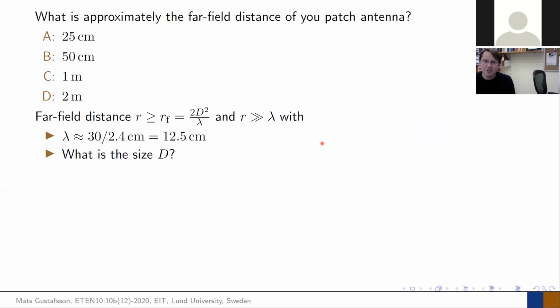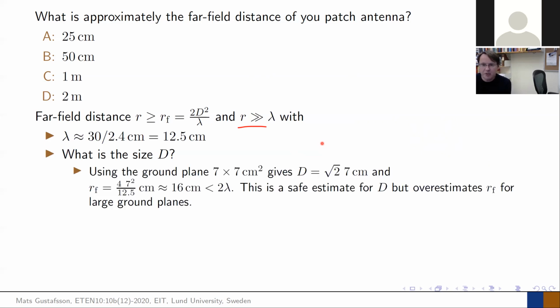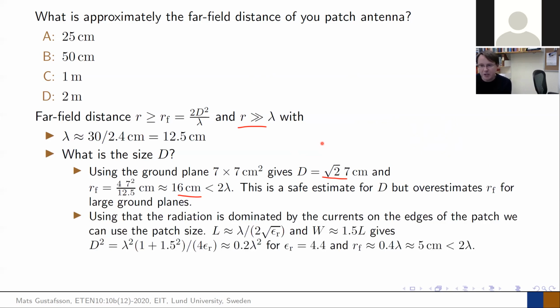So if we do the calculation here, our wavelength, as I said, was 12 centimeters. But you also have the requirement in some ways that D should be much larger than the wavelength. That's a requirement. For the size of D, we can either use the ground plane, and that would say D is square root of 2 times 7. We can calculate it, and in that case we get that it's 16 centimeters. And if the ground plane is too big, you can instead use the patch, and that would give an even shorter distance, 5 centimeters.